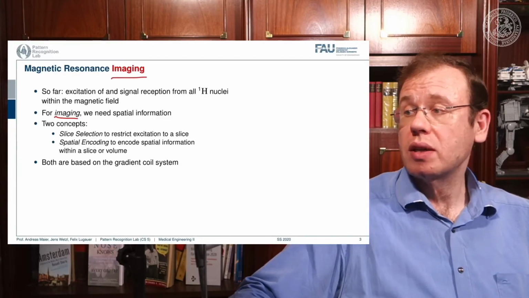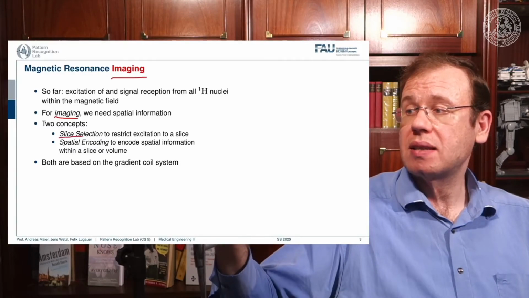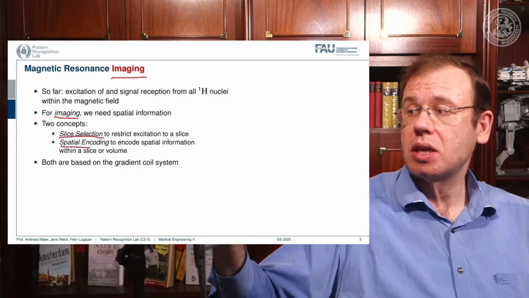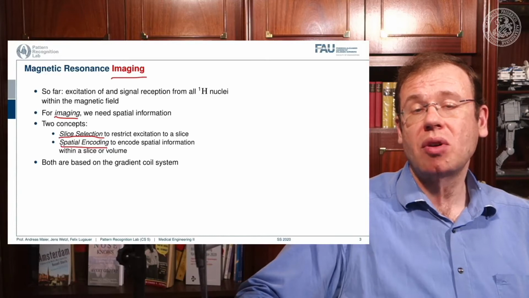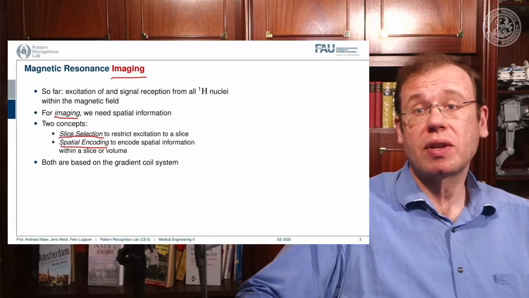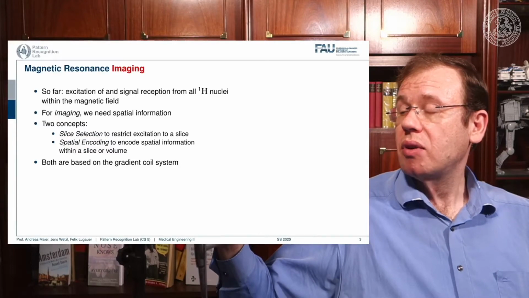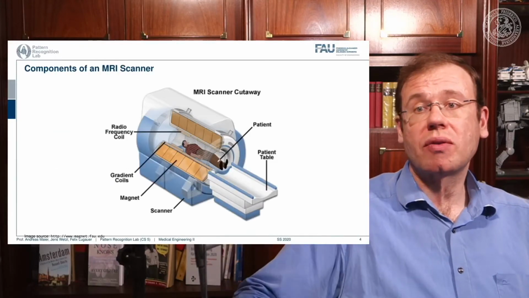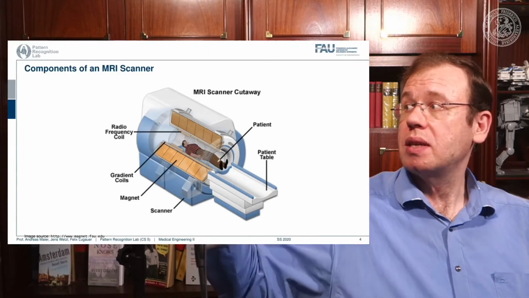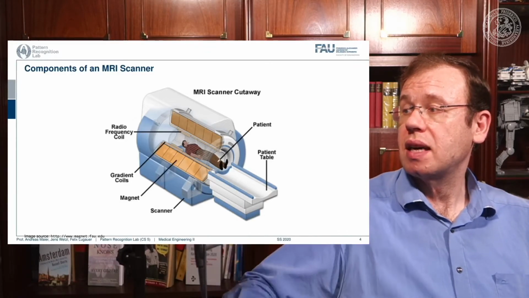There are two concepts, the slice selection and the spatial encoding, and both of them will be used in order to figure out where which information is coming from, and both of them are based on the gradient coil system. So let's have a look at a cut view of such an MR scanner, and here you can see what would happen if we would cut the scanner open.